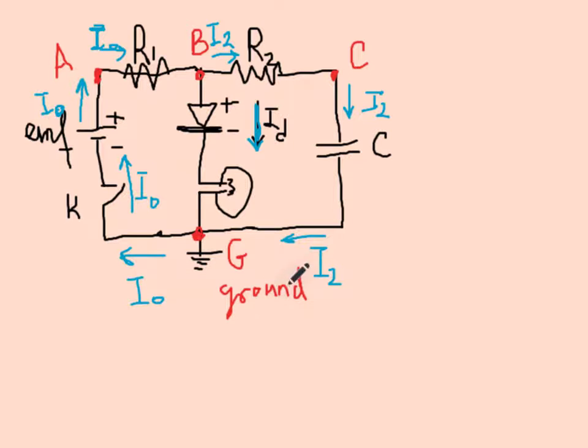Now let's see a different case here. For example, let's say case number one, if K is open, what happens? Case number two, K is closed.